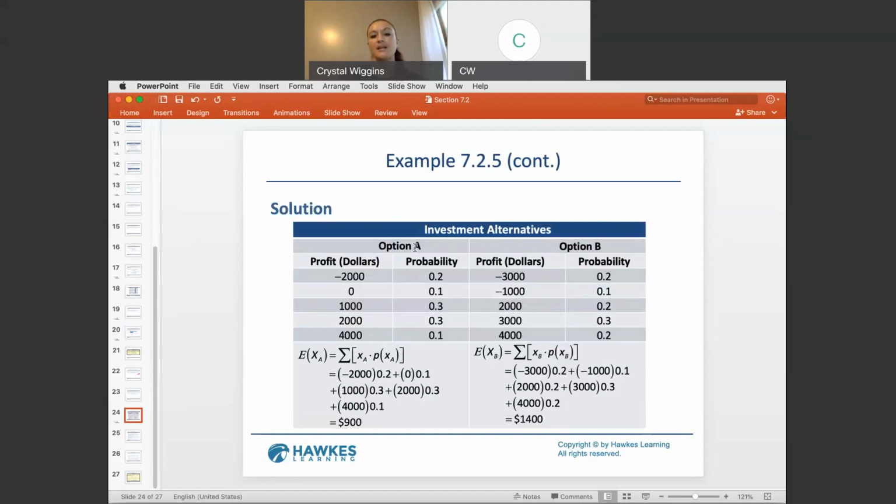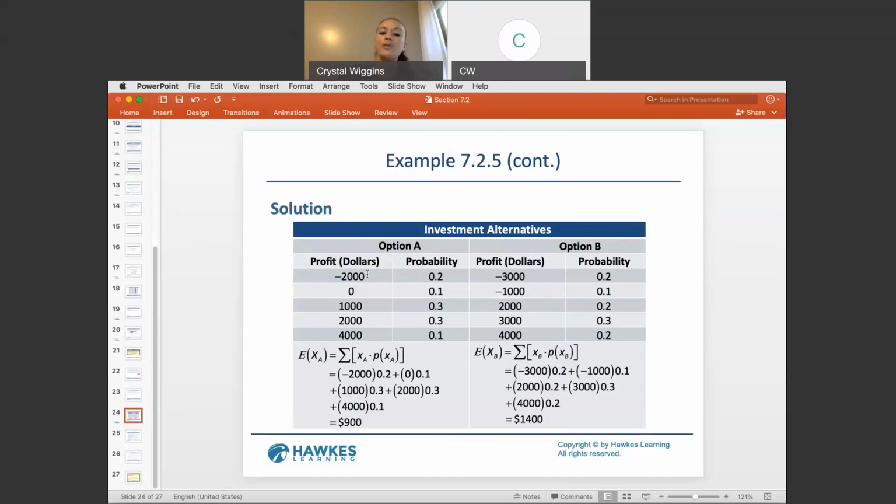There's option A, where the profits range from losing $2,000 to gaining $4,000. Or option B, where you could lose more money in option B at $3,000 and gain the same amount, $4,000 as a max. Now, when I look at this, it's very difficult to make a decision. Some of us may be automatically saying option A seems like there's less money that I could lose out of it, and therefore I might want to go with option A.